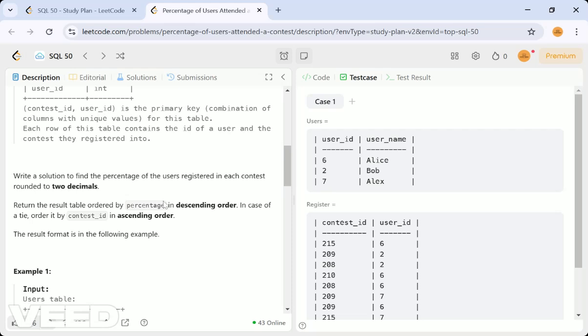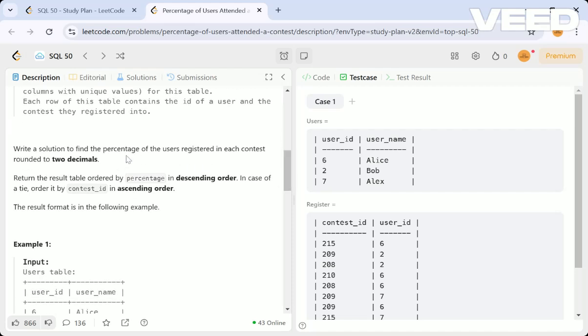If the same percentage appears, like 50% and 50%, it is a tie. Even though we are given descending order, if there is any tie, then the other deciding factor for the order by will be the contest ID, which should be in ascending order. Okay, this is the order by they have given, and you understood, right?